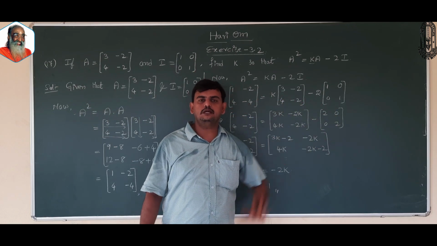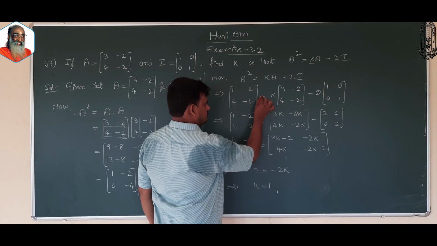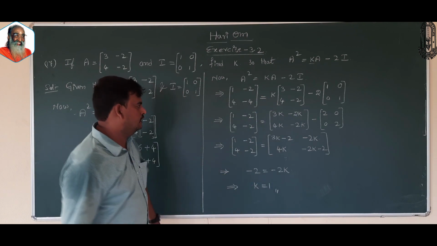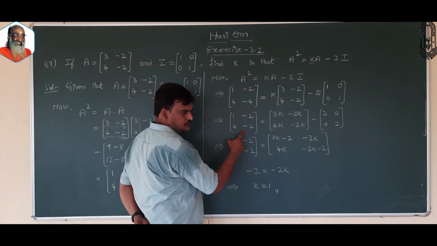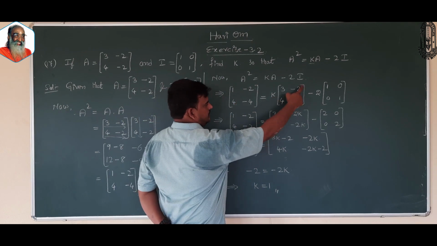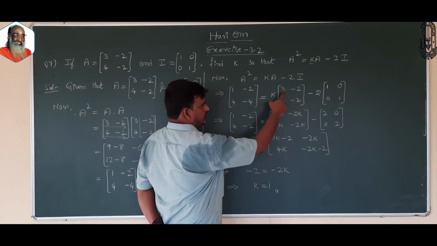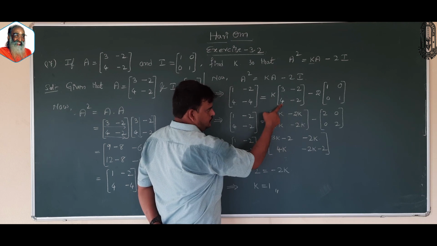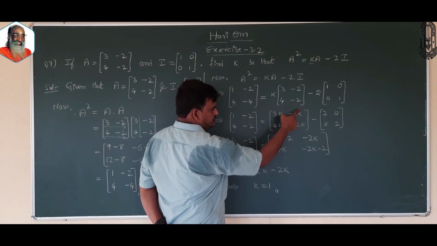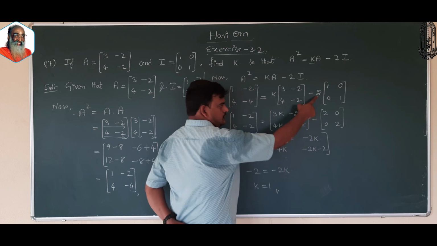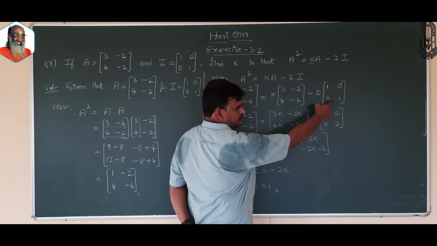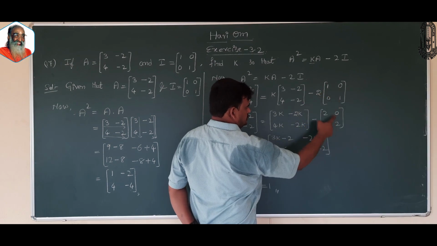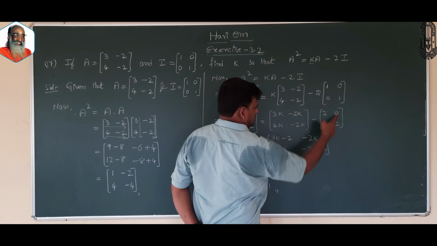Now let us solve this equation. It is an equation because we have the equal to symbol. We can simplify the right hand side. The scalar will multiply every element inside, so k into 3 is 3k, k into minus 2 is minus 2k, k into 4 is 4k, k into minus 2 is minus 2k. Minus 2 is also a scalar, and it will multiply the elements inside: 2 ones are 2, 2 zeros are 0, 2 zeros are 0, 2 ones are 2.